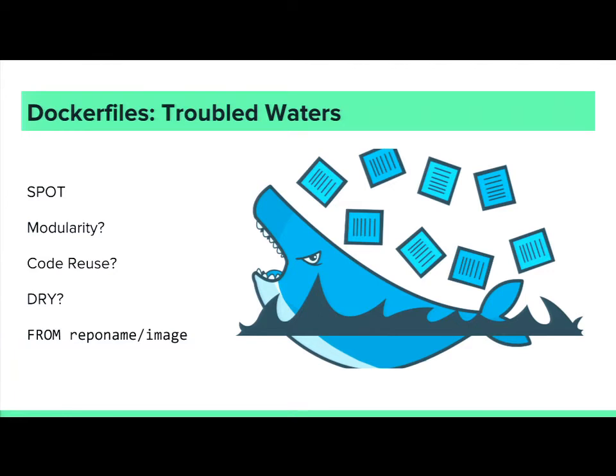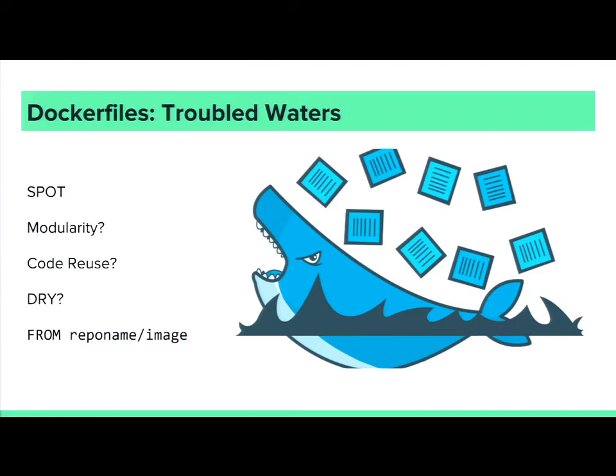But that doesn't lend itself to code reuse, to assembling images using small modular pieces of code. If you have a lot of different Docker images, you can end up cutting and pasting the same configurations or the same base configurations from one Dockerfile to another. So we don't generally like to do that. It violates the don't repeat yourself principle.